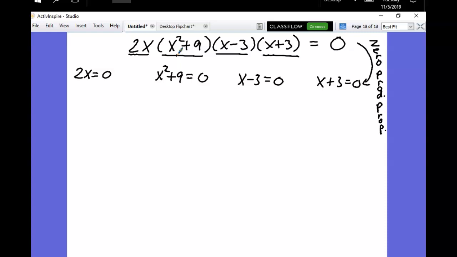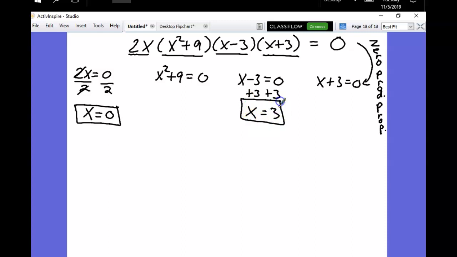So let's go ahead and solve these. If I solve this, what would I get? 0. So let's box that. That's one of my roots. That's one of the places where my polynomial would touch the x-axis. Okay? I'm going to skip this one. I'll come back to that in a minute. Let's do this one. Plus 3, x equals 3. There's another place where my polynomial touches the x-axis. Finally, we have this one. Well, not finally. We are going to go back and do the other one. We have that as well, right?